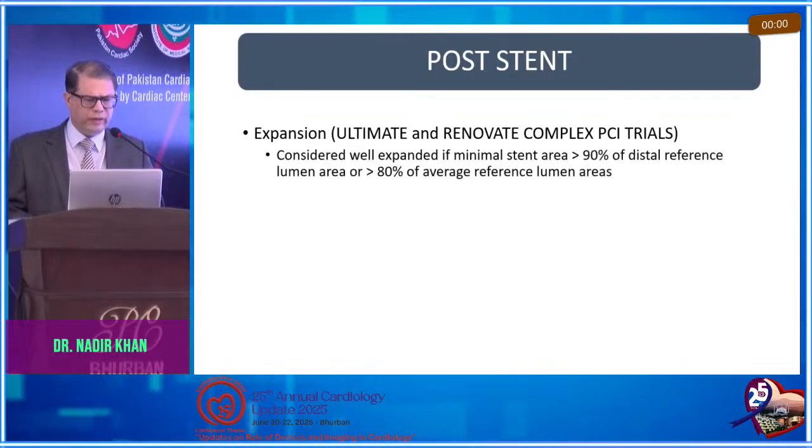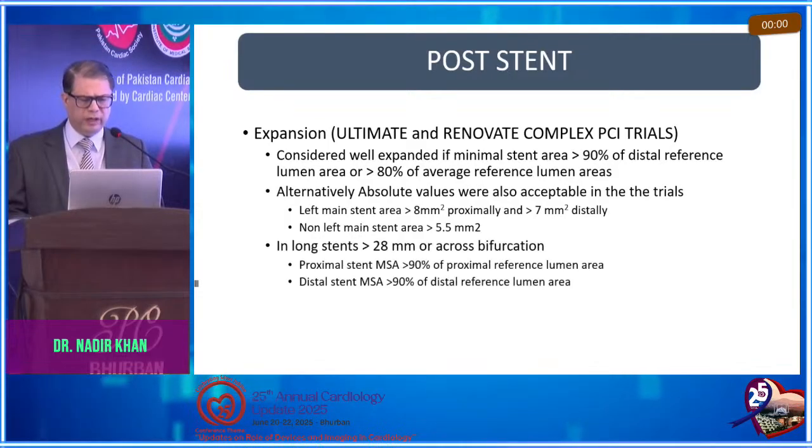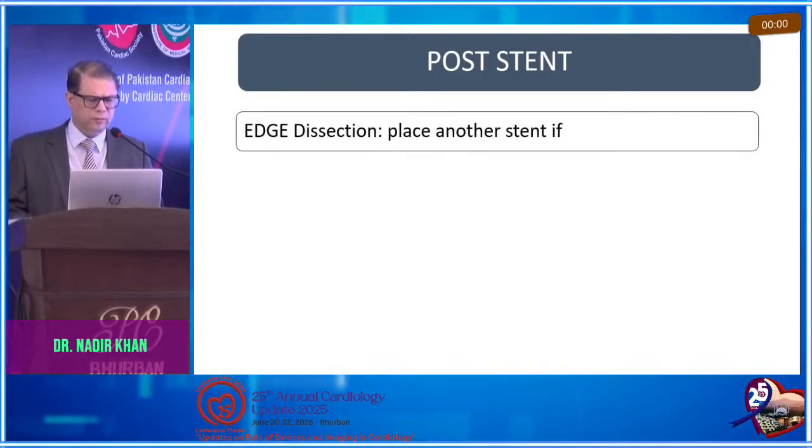So post-stent, the well-expanded stent would be greater than 90% of the distal reference. Or you can use absolute values like left main of greater than 8 or non-left main of greater than 5.5 millimeter square area. So again, in longer stents, the proximal MSA should be 90% of the proximal reference, and the distal stent should be from the distal reference.